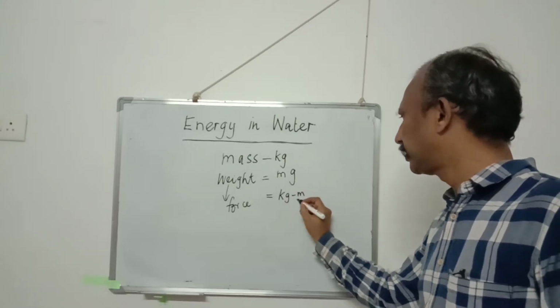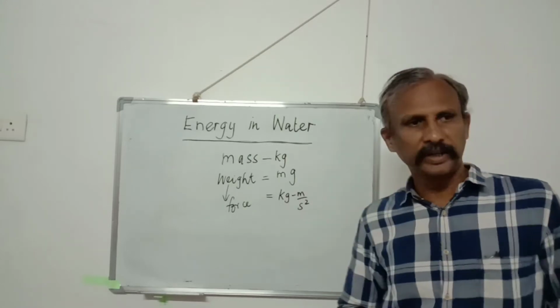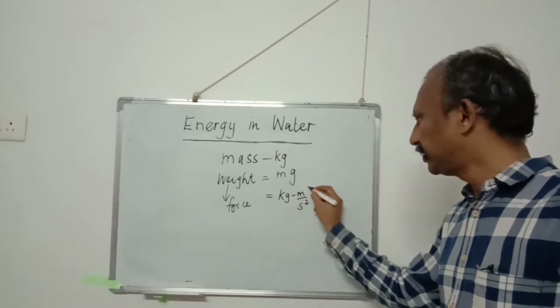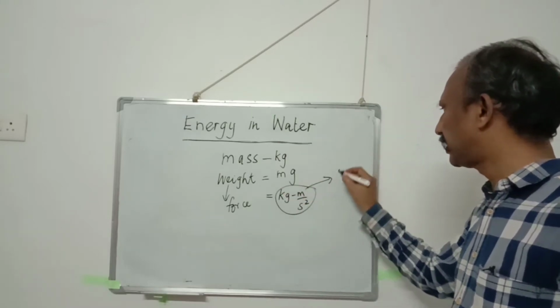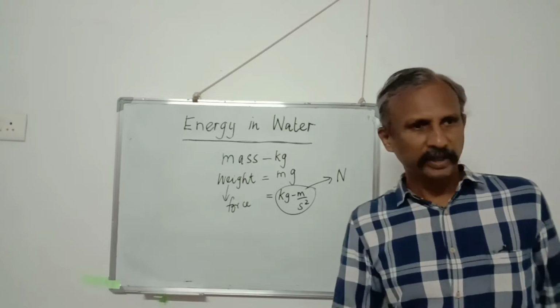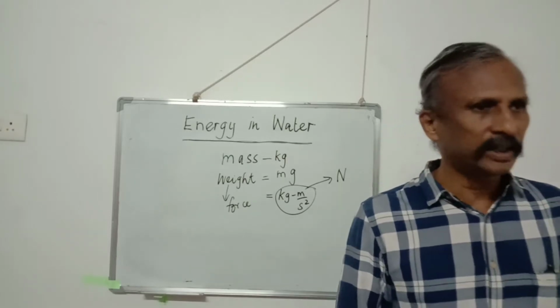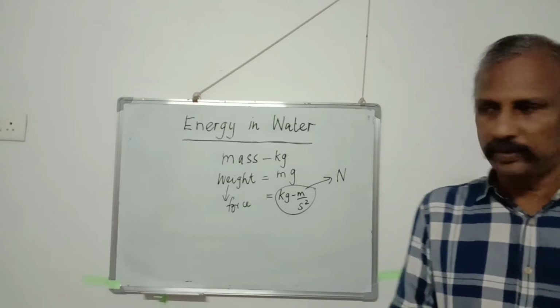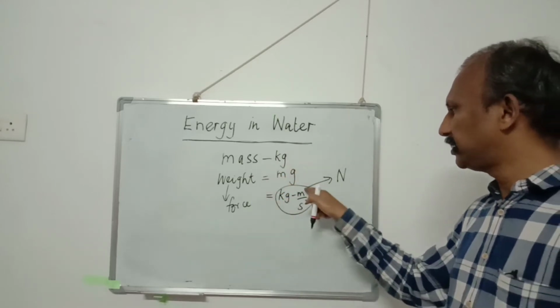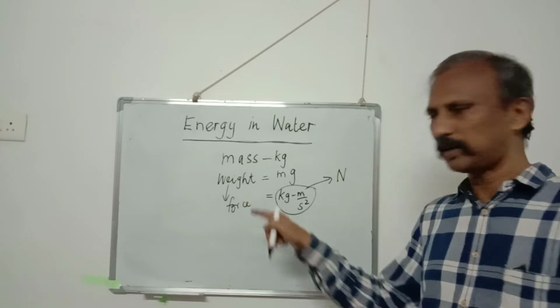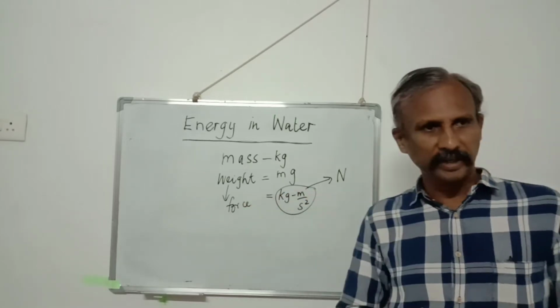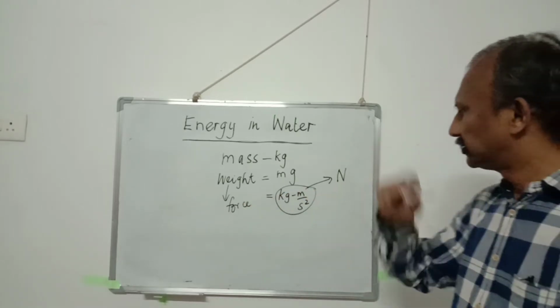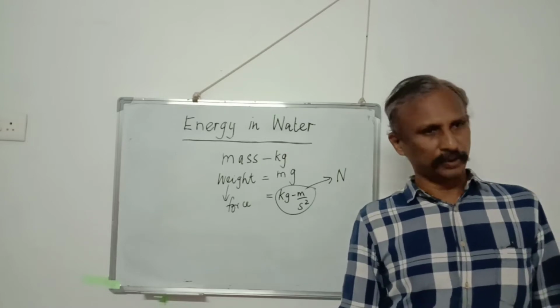So weight has a unit of kg meter per second square, and 1 kg meter per second square is called, in memory of the great scientist Newton, a Newton. So the fundamental unit for weight, or for force, is kg meter per second square, and the derived unit is Newton.